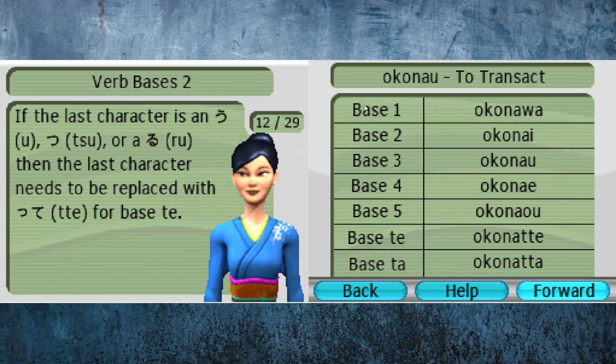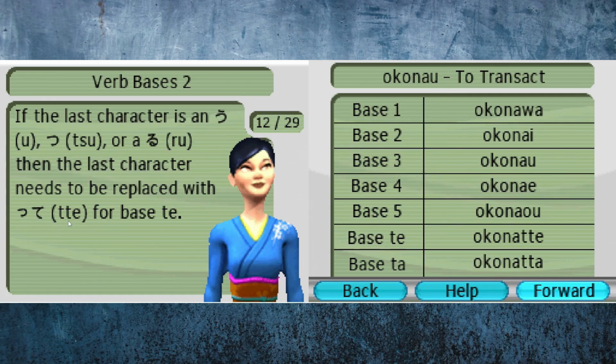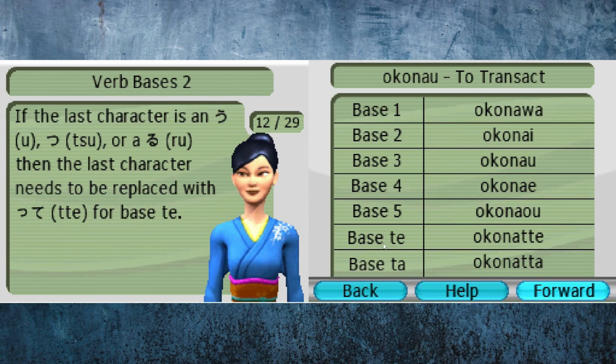And the verb is okonau, to transact, and base 1, okonawa. Base 2, okonai, which is masu form. Base 3, okonau, which is dictionary form. Base 4, okonae, which is potential form. Base 5, which is okonao, for volitional form. Base te, because it's a u verb, you replace u with tte, so it's double T, tte for base te. So te form is okonatte.